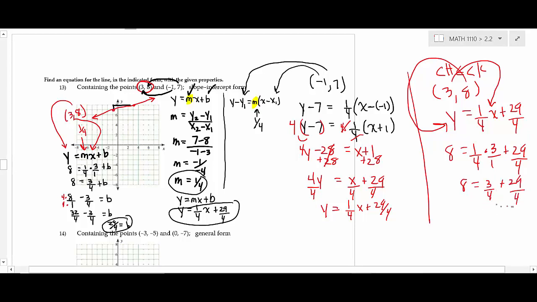What's the right side right there? 32 over 4, is that 8? Yep, so it's right. That's how you can tell you're right on these problems. And if you plug the other point in, the same thing happens. That's it. You're doing a test, why wouldn't you do that?